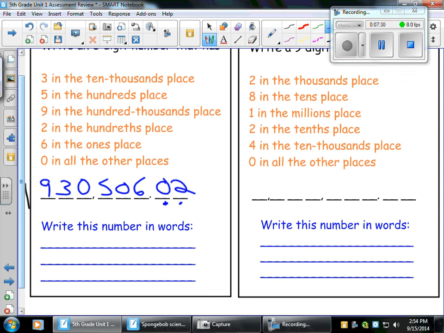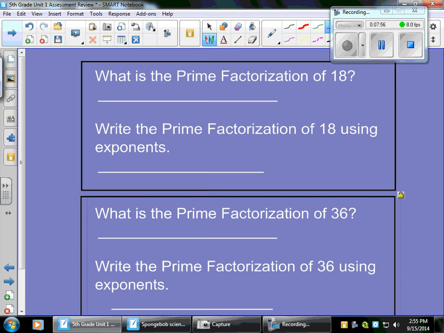Let's move back over here. 2 in the thousands place. 8 in the tens place. 1 in the millions place. 2 in the tenths place. 4 in the 10,000s place. 0 in all the other places. If there's a 0 here at the end, you don't have to even read off that 0. The number is 1,042,080 and 2 tenths. Next number.